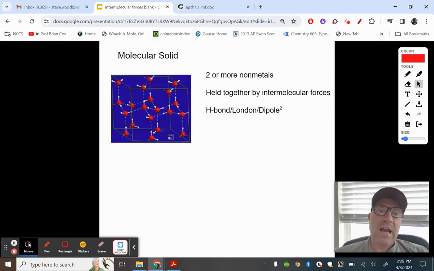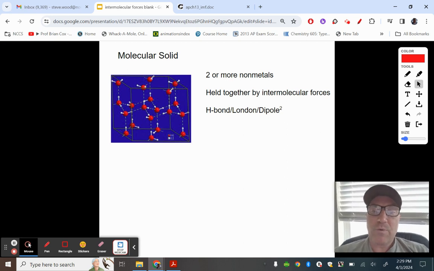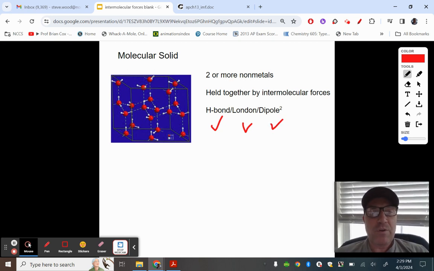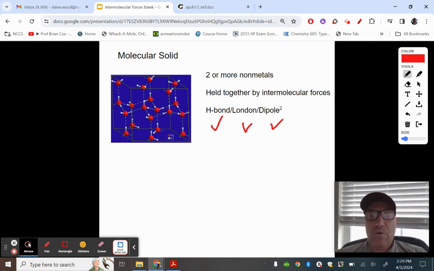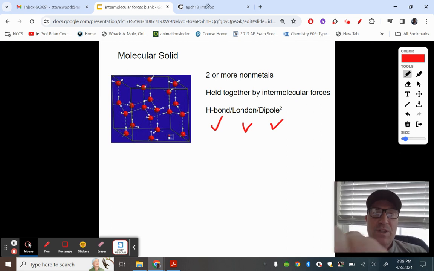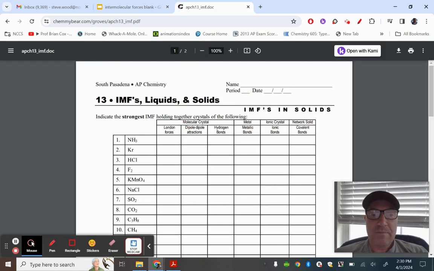Okay. Now, a molecular solid, these are two nonmetals held together by intermolecular forces, and they will be either hydrogen bonded, London dispersion, or dipole-dipole. And what you have to do is you first need to go through, and the rule of thumb is when in doubt, draw it out, right? So what we're going to do is you're going to pause and you're going to get a worksheet from your teacher that looks like this.